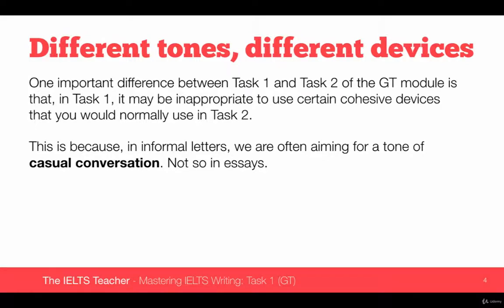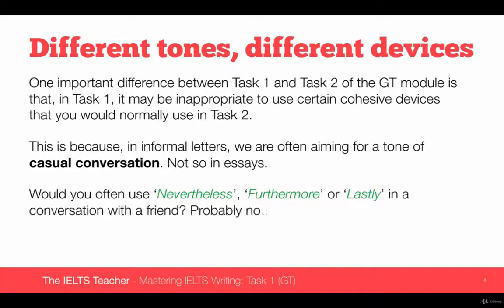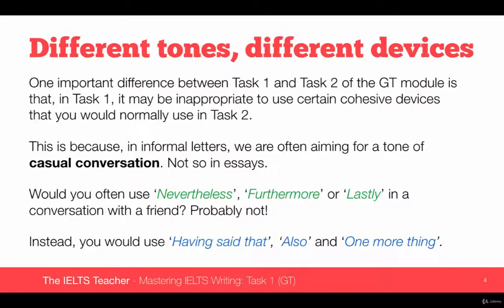And we wouldn't do this in essays really, and that happens in task 2. So, for example, would you often use nevertheless or furthermore or lastly in a conversation with a friend? Probably not. Maybe in very specific circumstances, but you're pretty unlikely to use expressions like this. Instead, you would use expressions like, well, having said that, or also, one more thing. You can already hear in the tone of voice that I'm using that it's much more conversational. Okay, so keep that in mind when you're thinking about which cohesive devices to use.